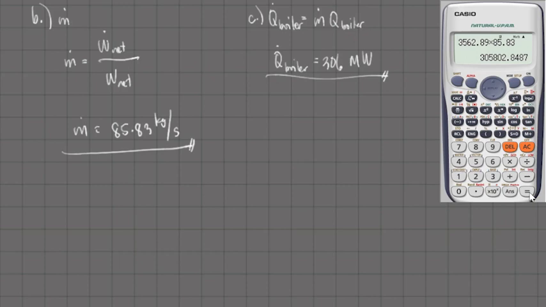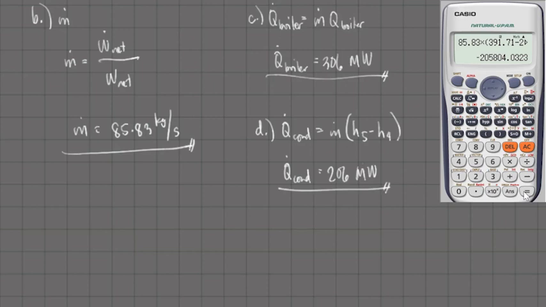And finally, we solve for the rate of heat rejection in the condenser. This is equal to the mass flow rate times H5 minus H4. We have a mass flow rate of 85.83 kilograms per second multiplied to 391.71 minus 2789.52. Our rate of heat rejection in absolute value is 206 megawatts. If you perform the energy balance, the energy input is equal to the energy output.